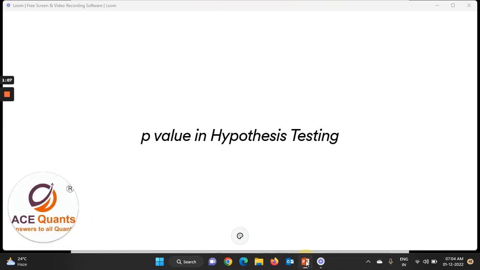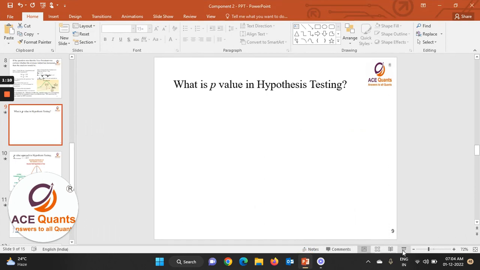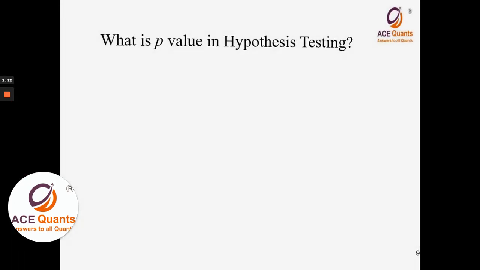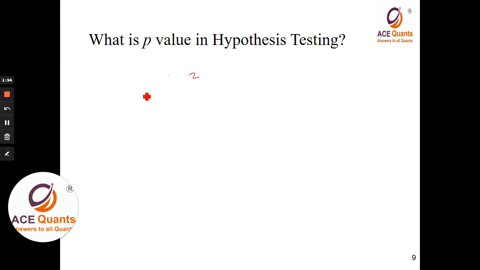Let me take you to a small PPT and let me explain to you what is it that we exactly did. We said alpha is 5%. Now this alpha gave us our Z critical, or what we call the table value of Z. It gave us the Z critical, and then this Z critical we compared with Z calculated.